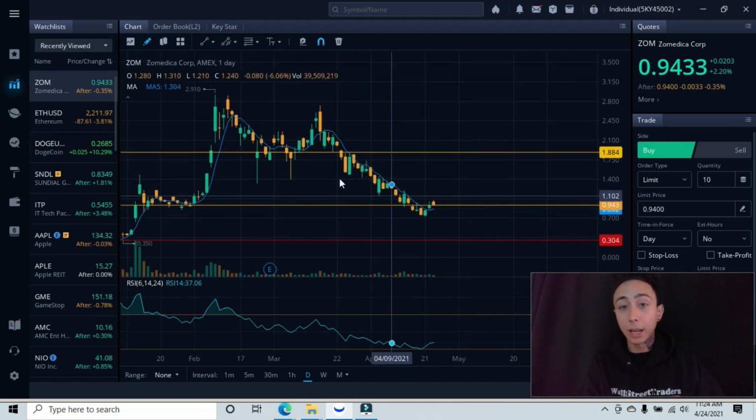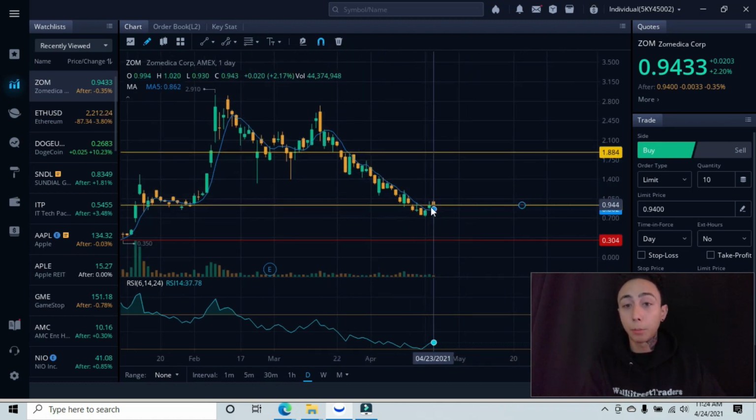So like I said, we were in this clear downtrend. We're trying to break it. We're above the trend line. The RSI looks good. I'm sure the volume is going to look good on Monday, so we'll see where we end up on Monday.